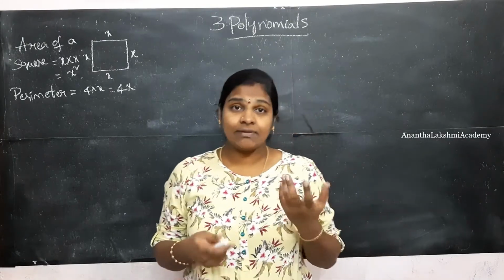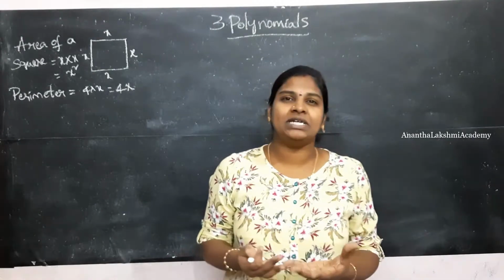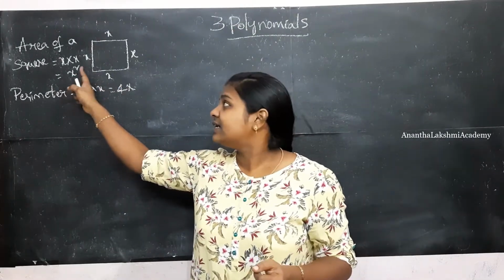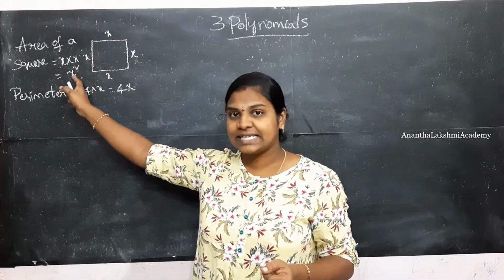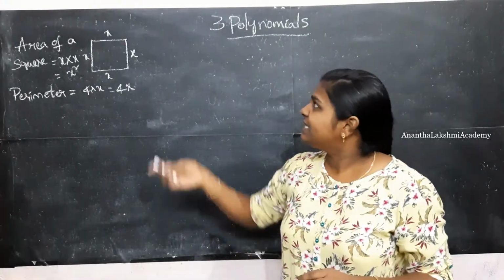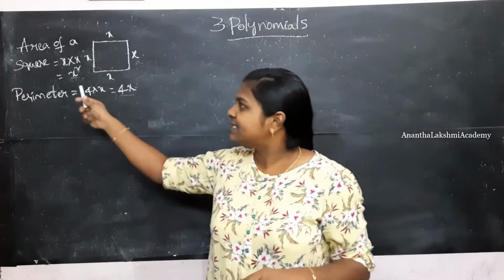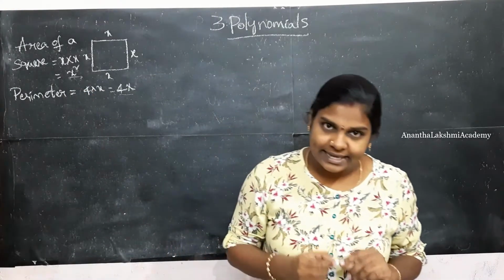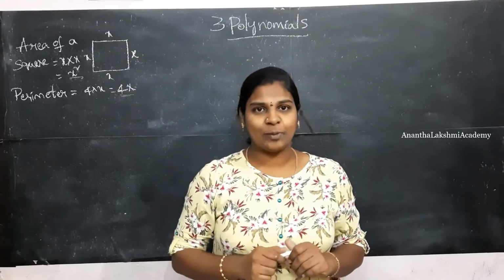So far, whenever we figured out areas or perimeters, they used to be in numbers. But now they are in the form of x, and here there is a power which is 2. X power 2 is known as x square, and this is 4 multiplied with x, 4x. These terms, which are expressions in x, are known as polynomials. X square is a polynomial, 4x is a polynomial.